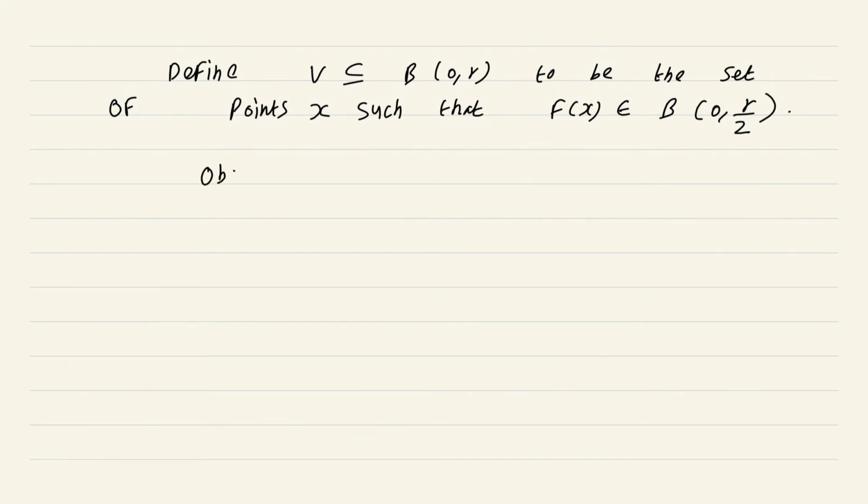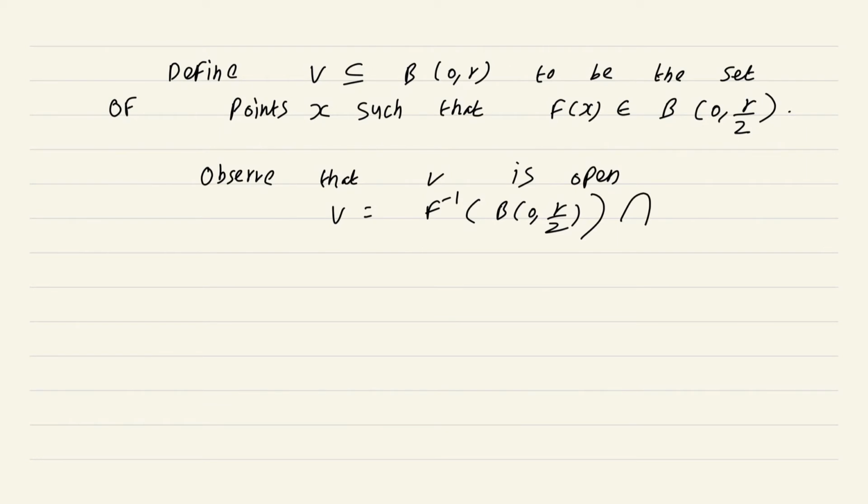Observe that V is open. This bit is actually obvious because V is nothing but F inverse of B 0 R by 2, which is an open set because F is continuous, intersect B 0 R to make sure that you don't pick up any points outside B 0 R. So clearly V is open. Set W to be F of V.